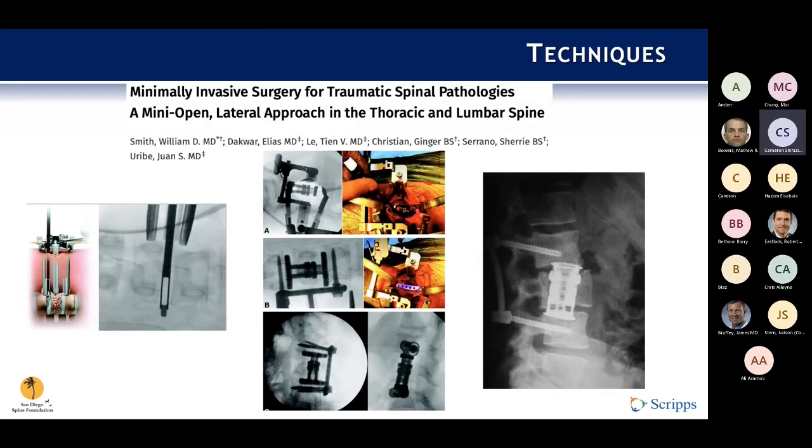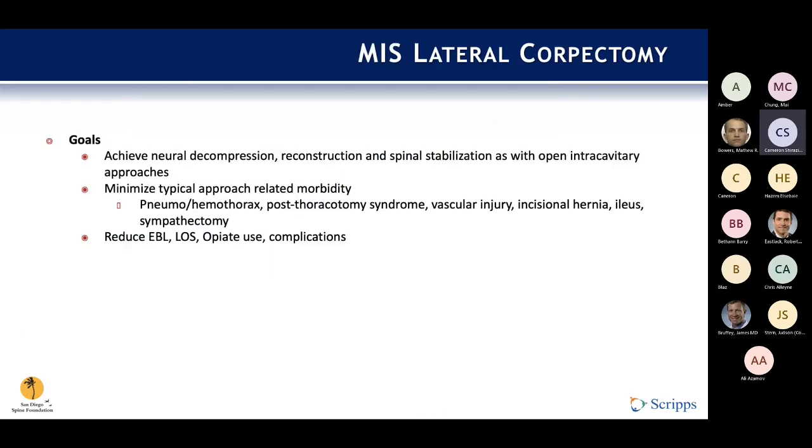This is a study of prospective registry data starting in 2010. They had 52 patients treated with mini open lateral approaches for corpectomy and then fixation posteriorly, and all these patients did fairly well. This is a good paper showing how to do that. Ultimately your goals with these should be to achieve neural decompression, reconstruct the spine and stabilize it, while minimizing the typical approach-related morbidity with pneumo, hemothorax, post-thoracotomy syndrome, vascular injury, incisional hernia, and ileus. It also allows you to reduce blood loss, length of stay, opiate use and complications.